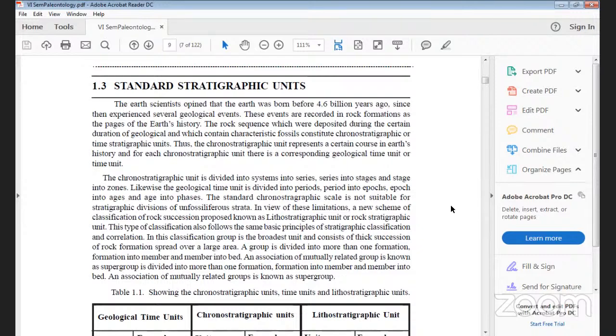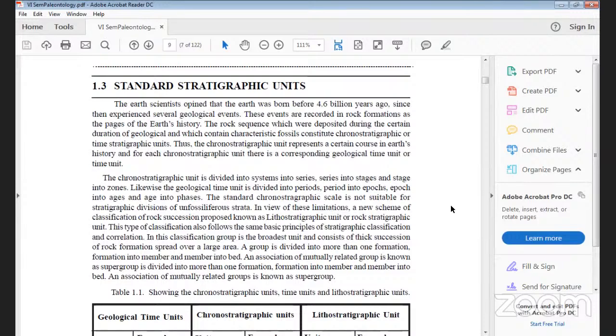Chronostratigraphic means that it is related to chronology. The stratigraphic formations are layers or rock beds which are related to age. The chronostratigraphic unit is divided into systems, systems into series, series into stages, and stages into zones. As well, geological time is divided into periods, periods into epochs, epochs into ages, and ages into phases.